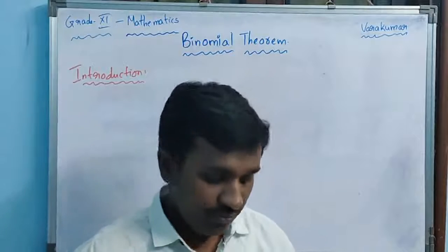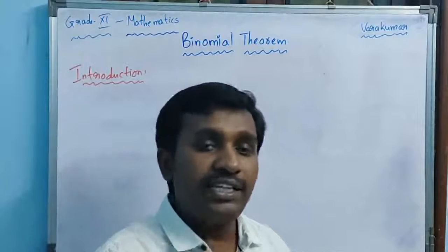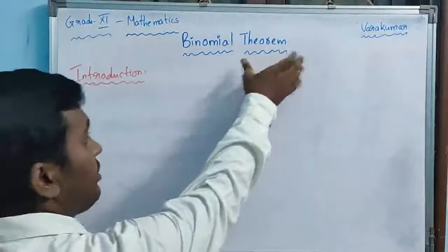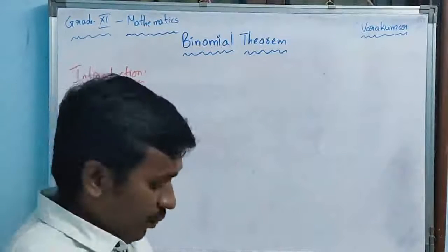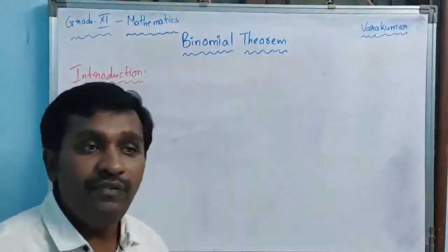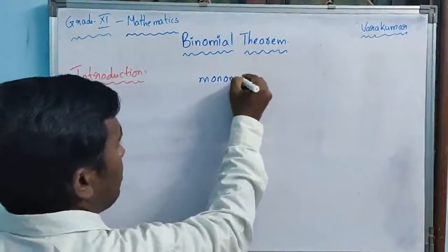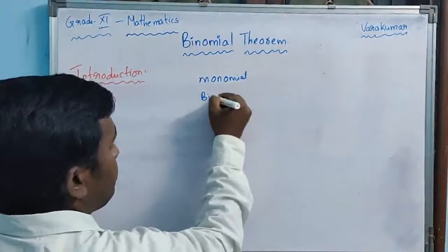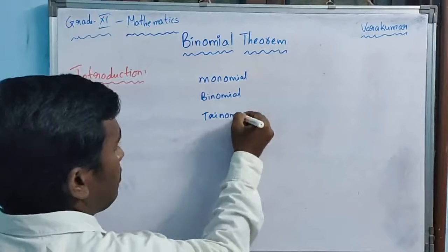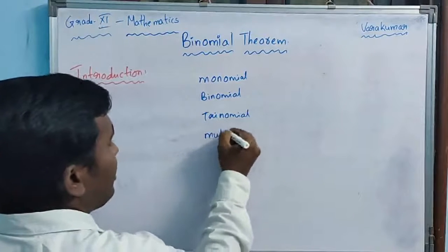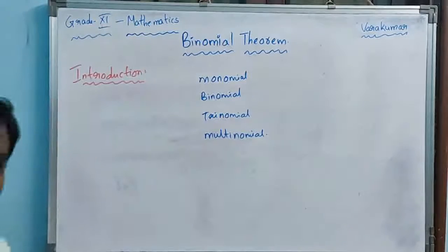Now, first of all, binomial theorem is a proven statement, so leave that. Then what is a binomial? According to algebra, we have monomial, binomial, trinomial, multinomial, and later polynomial. Now a monomial has only one term.